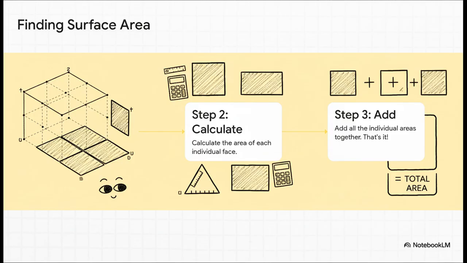Step 2, you find the area of each one of those flat faces, which is just a simple length times width calculation. And then step 3, you just add them all up. Boom, that's your total surface area. It's really just a few simple area problems all rolled into one.